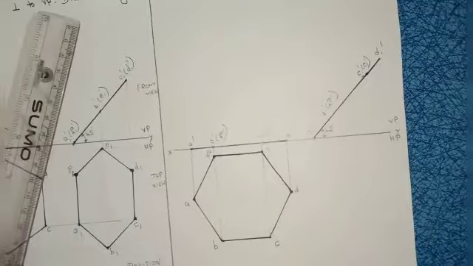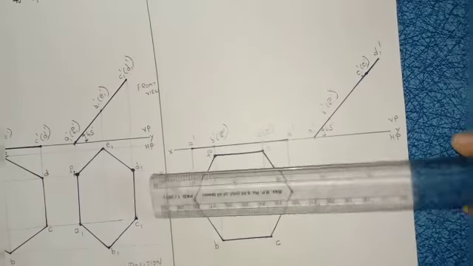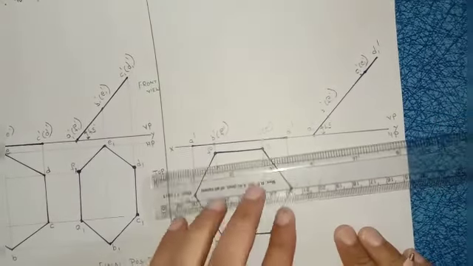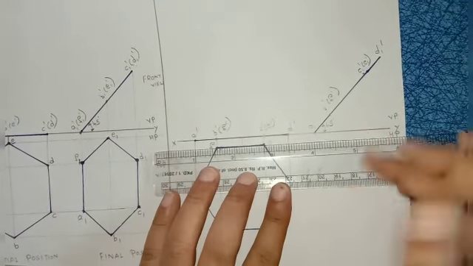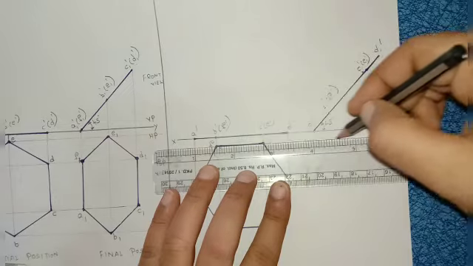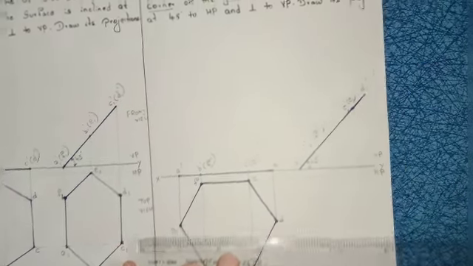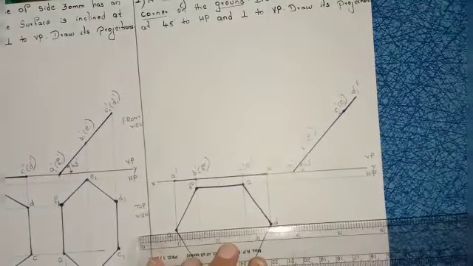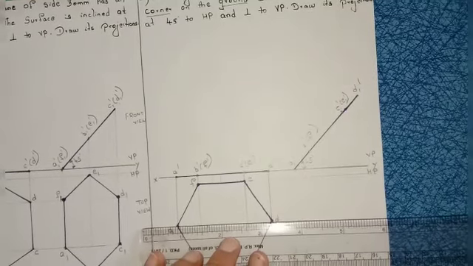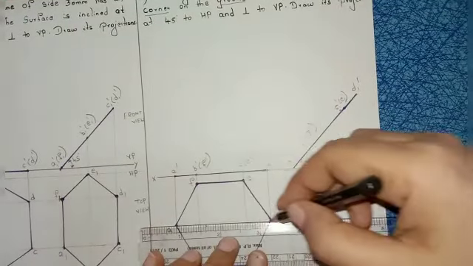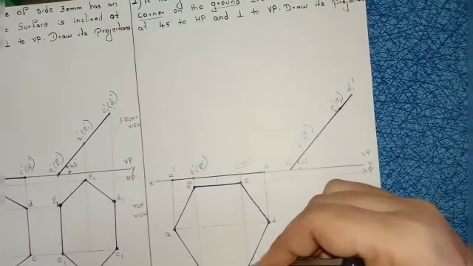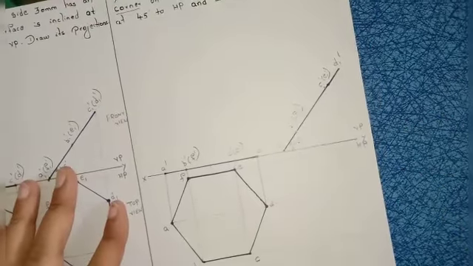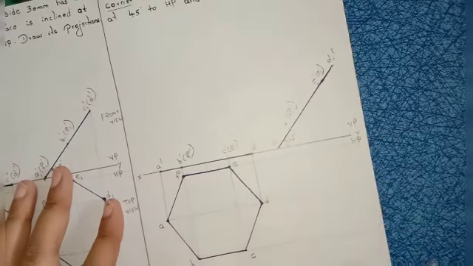Right? After that, what I have to do? From every corner, I have to draw the horizontal line. From F and E, I have to draw the horizontal line. Then next from A and D, join these two and draw the horizontal line. From B and C, join these two and draw the horizontal line. From all the corners, I am drawing the horizontal lines.